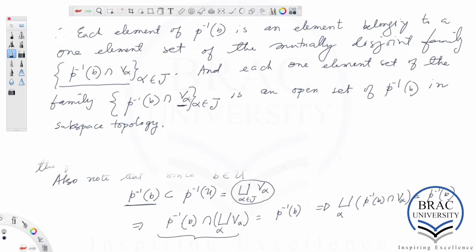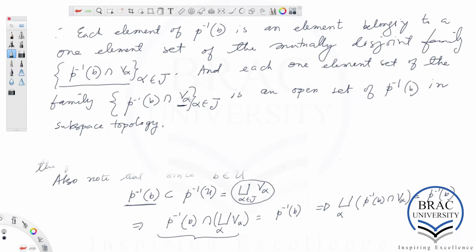Okay. So each one element set is an open subset of P inverse B. So any subset of P inverse B is an open subset and a closed subset at the same time. So P inverse B is actually endowed with the discrete topology, and that is the reason the subspace topology on P inverse B coincides with the discrete topology on it.